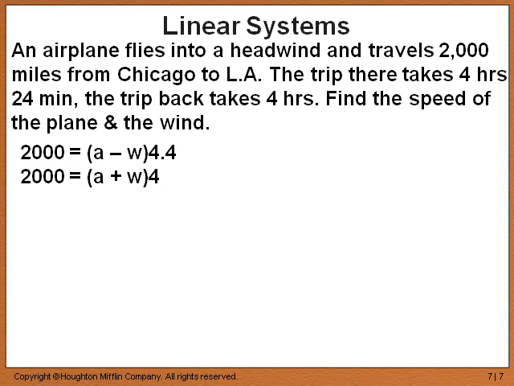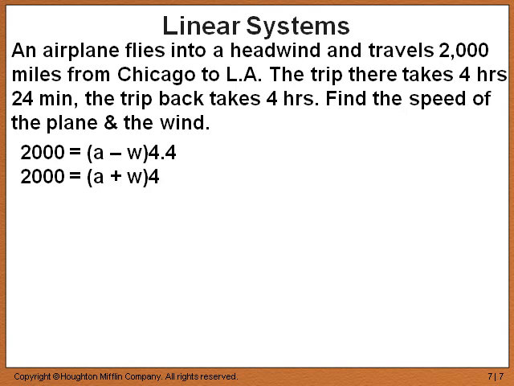This is for the trip going there in which the wind is against you. You're flying into a headwind. That means the wind is against you. That's why we have a minus w. A is the speed of the plane. W is the speed of the wind. And the wind's going against the plane, so it's a minus w.